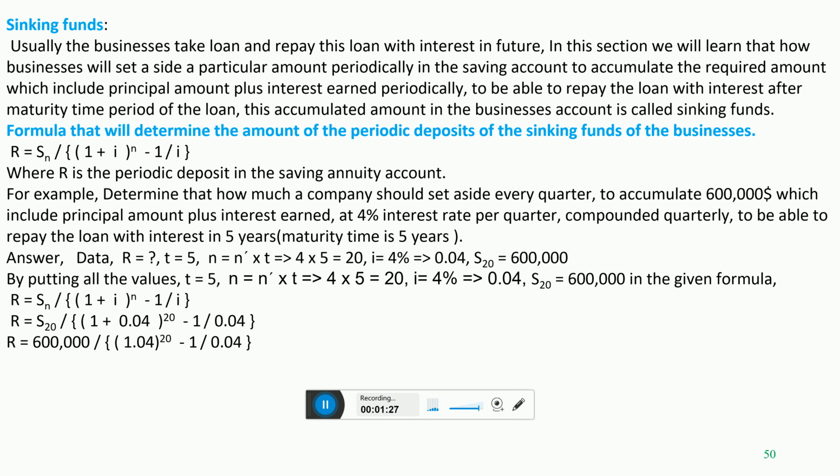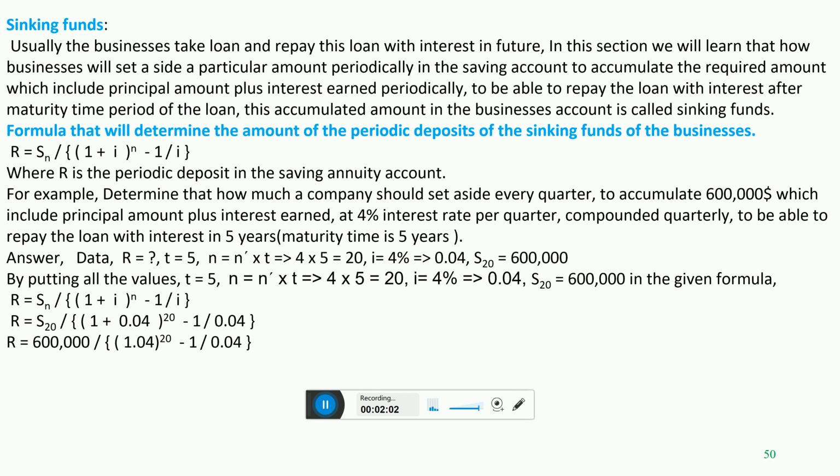Now the question is, how to accumulate this amount. So here we will learn how much the company or borrower should periodically deposit into the saving account of the company to be able to accumulate the required amount, which includes the principal amount plus interest earned, and to be able to repay the loan with interest in the future.